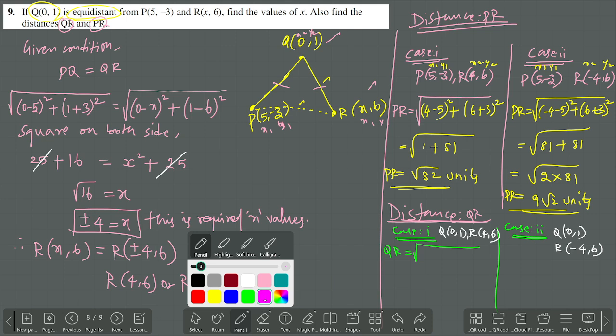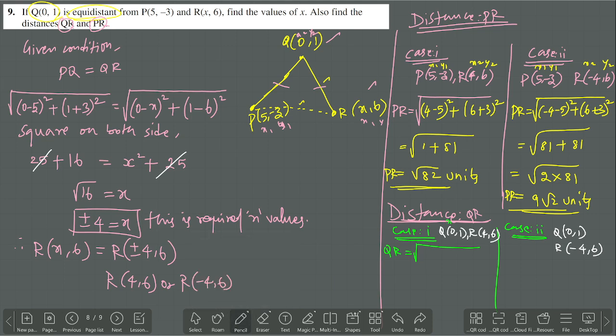Okay, now I'm moving with this as my x1 y1 x2 y2. Kindly mention x1 y1 everything in pencil, then only you come to know in future what it is. That's what I'm writing here. X2 value 4, x1 value 0 square, 6 minus 1 square. So what I will get, 4 square 16, 6 minus 1 is 5, 5 square 25. When I add both, 41 units. So QR equals root 41 units.